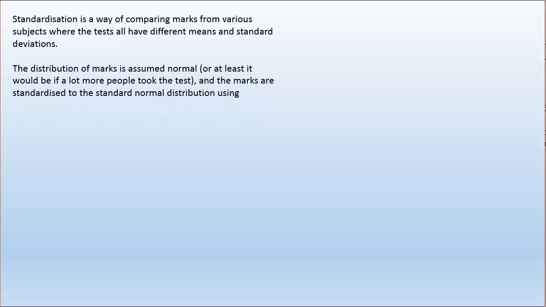The distribution of marks is assumed normal, or at least it would be if a lot more people took the test, and the marks are standardized to the standard normal distribution using z is equal to x minus mu over sigma. Now we've discussed this previously. Z is the standard normal distribution, that's the normal distribution with a mean of 0 and a standard deviation of 1, and therefore a variance of 1 squared.